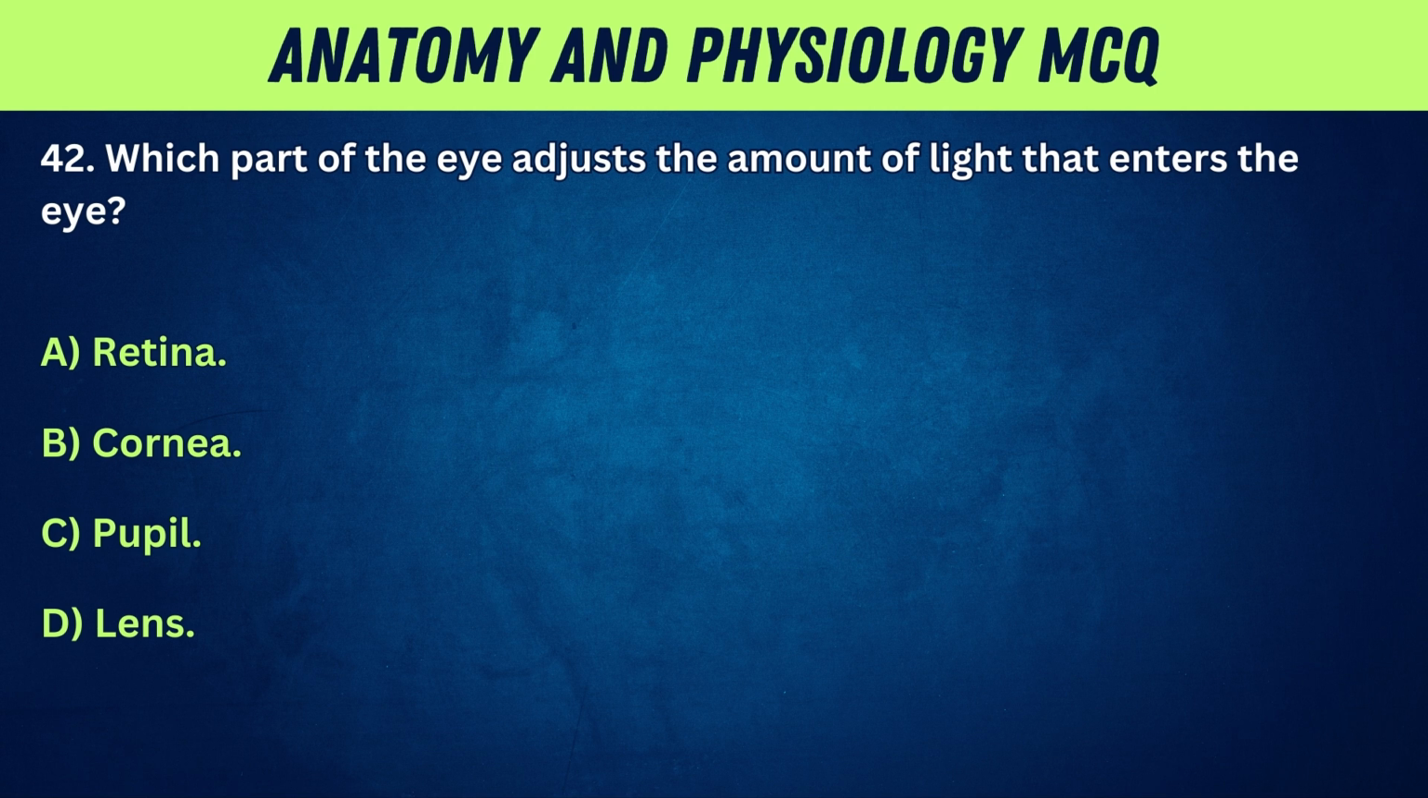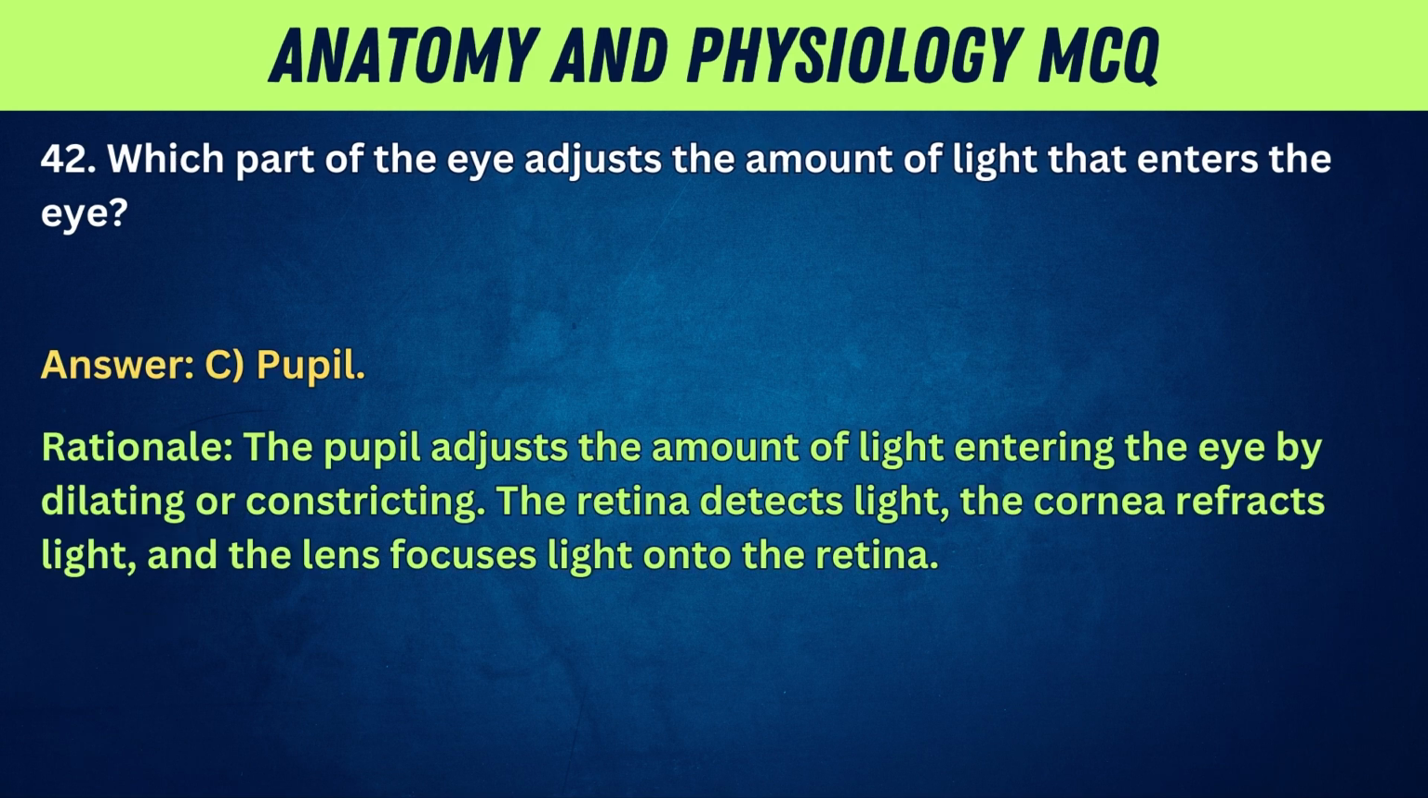42. Which part of the eye adjusts the amount of light that enters the eye? A. Retina. B. Cornea. C. Pupil. D. Lens. Answer: C. Pupil. Rationale: the pupil adjusts the amount of light entering the eye by dilating or constricting. The retina detects light, the cornea refracts light, and the lens focuses light onto the retina.